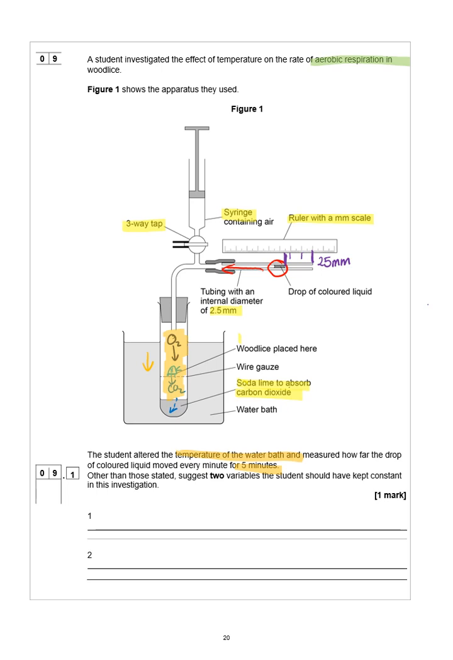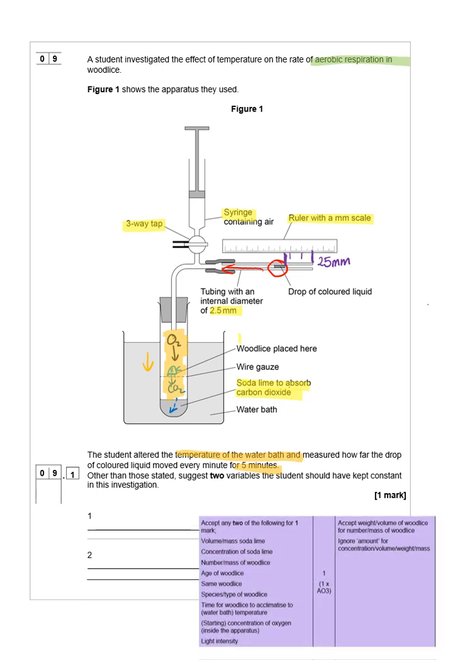So a lot of you are writing temperature. I really don't know why, because it's clearly telling you that temperature is altered. It's like you didn't read the question properly to be able to answer that. We can have things like the volume or mass of the soda lime, the concentration of the soda lime, the number or mass of the woodlice. We're accepting the weight or the volume of the woodlice as well. We've got the age of the woodlice, the same woodlice, the species of woodlice, the time the woodlice acclimatized to the temperature.